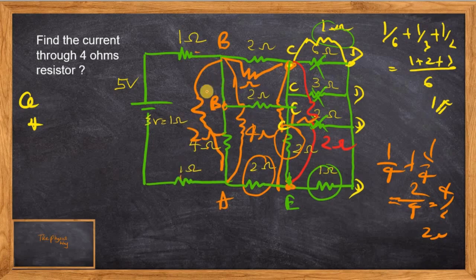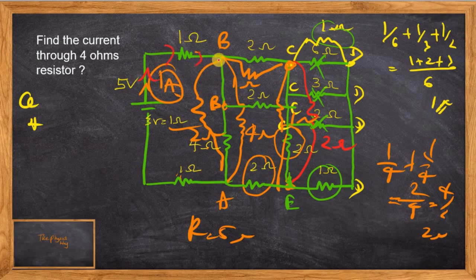1, 2, 4. 1, 2, 1, right? 1, 2, 3, 4, and here is 5. So total resistance R equals 5 ohms. So total current, it will be 5 divided by 5, it's 1 ampere, right? We are getting closer to our answer now.